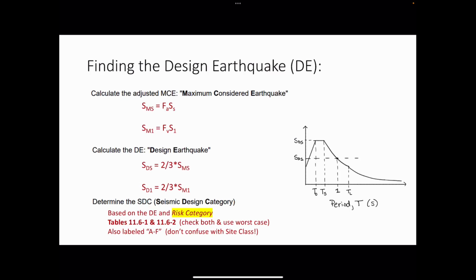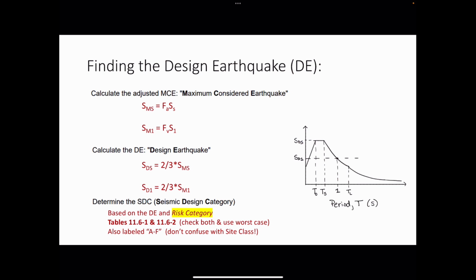Oh, I thought I had an image of those tables on there. I don't. Well, anyway, you can look at it if it's in front of you. All right, so you enter those tables with your design earthquake value, either SDS or SD1, depending on the table. And then you enter it with the risk category.